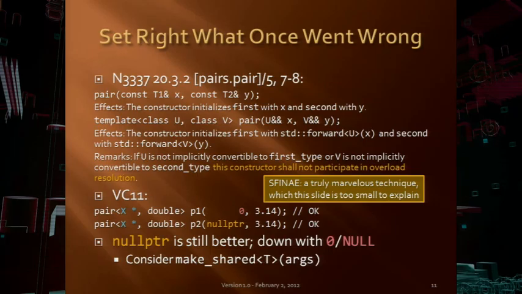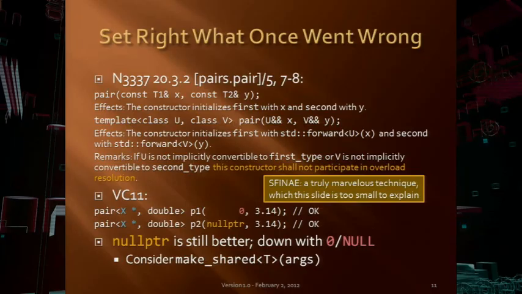What they say is, if U is not implicitly convertible to the first type of the pair, or V is not implicitly convertible to the second type of the pair in this perfect forwarding constructor, this constructor shall not participate in overload resolution. And when they say that specific sequence of magic words, that's a directive to the implementers. And they say, you need to use something called SFINAE, powered by the enable_if template in type traits or equivalent machinery, to disable this constructor from overload resolution whenever this condition applies or doesn't apply. Basically, it says, pretend that this perfect forwarding constructor did not exist if its body would not compile.